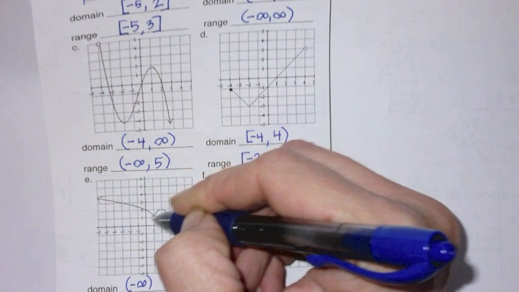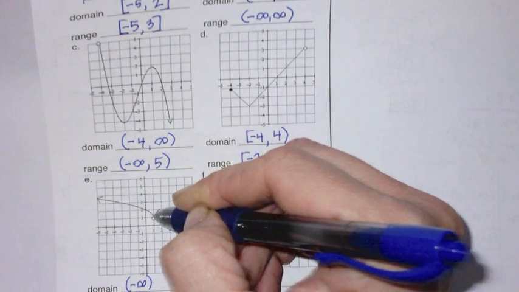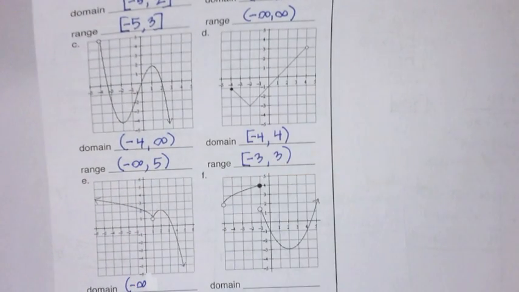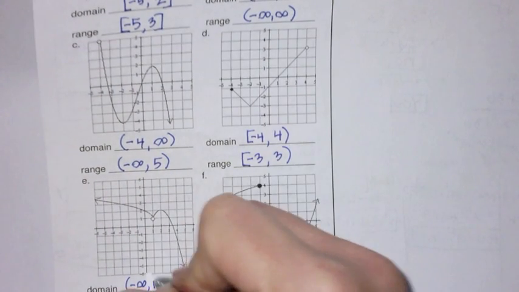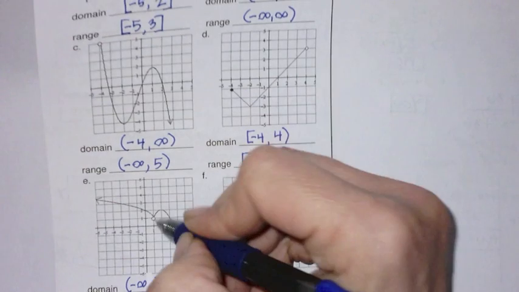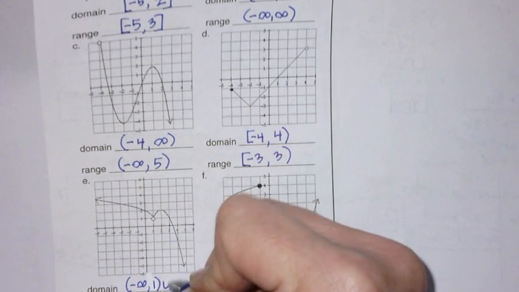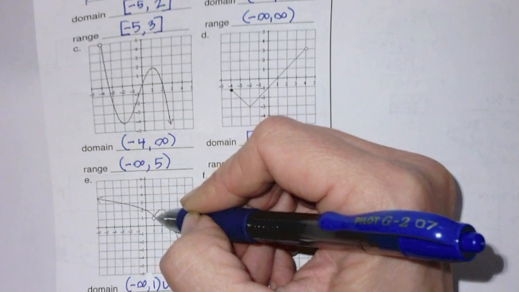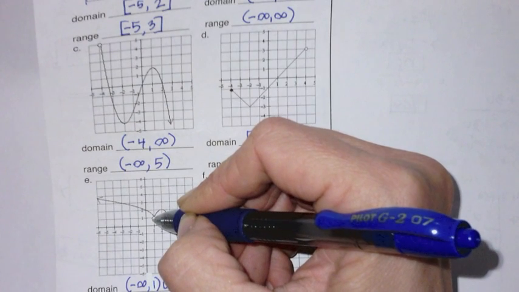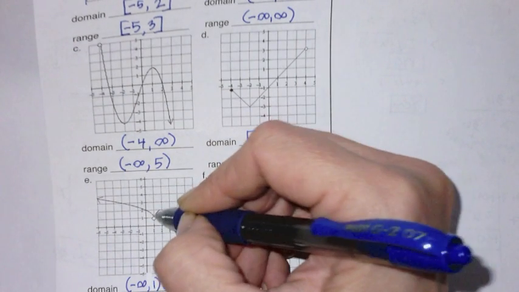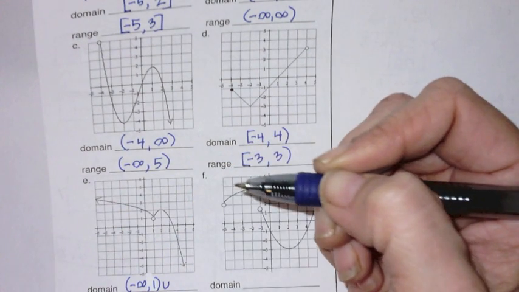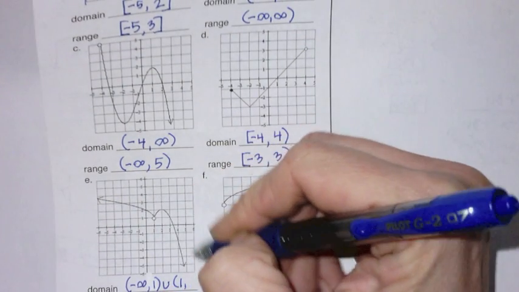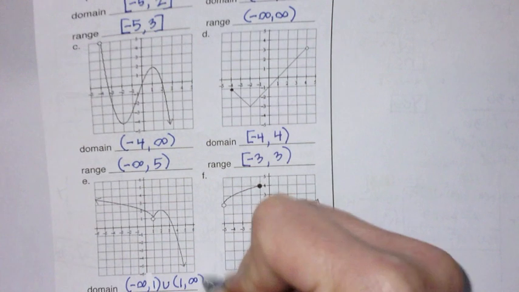Oh no, there's a hole in the graph at 1, so it can't equal 1. So, don't know why I put that there. We have to exclude 1. It can't equal 1, but then it could equal any number after 1. So like, for example, it could be 0.9999999, but when it gets to 1, it's not there. It's undefined, and then it picks right back up at 1.0001. So we'll pick it right back up, and then it keeps on going to infinity.